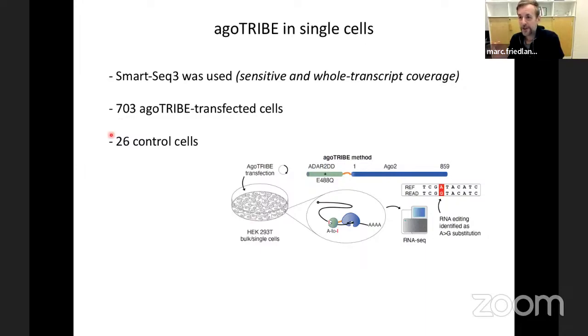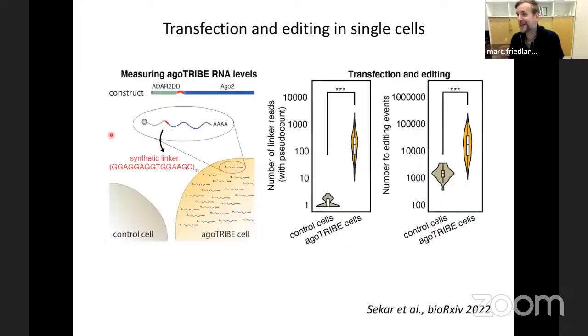And so last time I presented this, another comment from the audience was, okay, but how do you control for the difference in transfection levels? When looking at individual cells, it's quite important to know, is editing not occurring in this cell because microRNAs are not targeting anything, or because the cell was initially just not transfected by agoTRIBE? And so we figured out a way to estimate transfection levels.